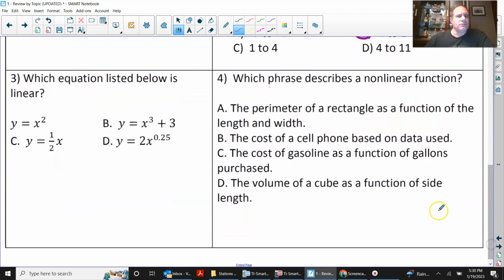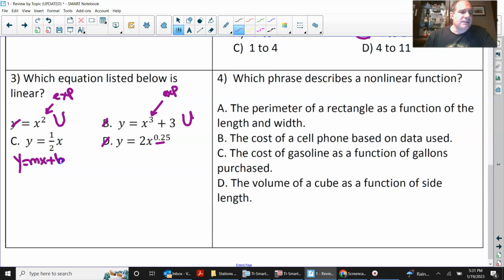Which equation listed below is linear? Remember I said, exponent next to the variable, nonlinear. So that is out. B, y equals x to the third. There we go. Another exponent next to the variable. That is not allowed. All right, that would result in a U shape. The exponent can't be next to the variable. D is out, and this is y equals mx plus b. In this, C, this is the answer. That is linear. The slope is a half, and that's constant. And the b is zero. This is a direct variation. And it's straight. It goes through the origin.